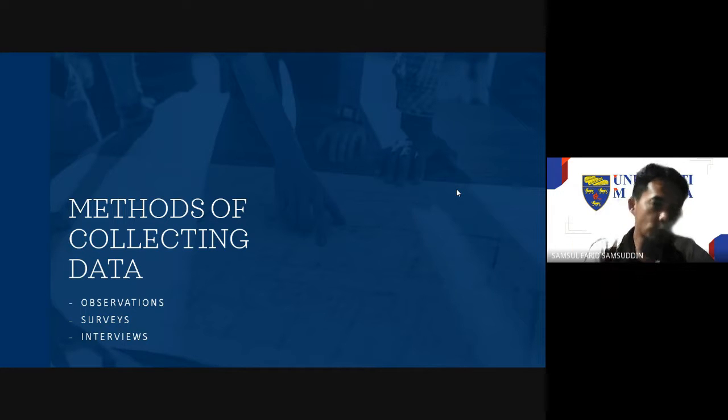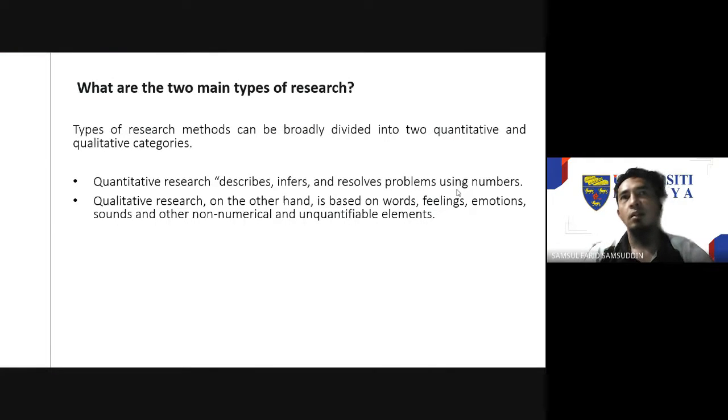So it depends on you, the researcher, who should be clear on what data you want to get from the actual phenomena. All right, what are the two main types of research? Types of research method can be broadly divided into two: quantitative, as I mentioned. Quantitative research describes, infers, and resolves problems using numbers, and qualitative research, on the other hand, is based on words, feelings, emotions, sounds, and other non-numerical and unquantifiable elements.